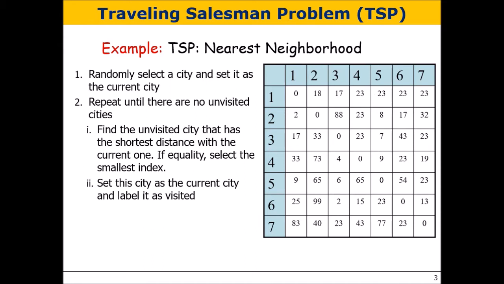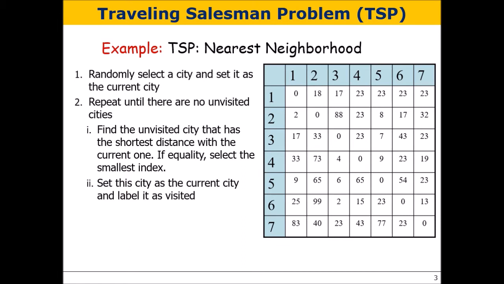In some heuristics, they do not. If a statement is not made, then if there is an equality, you can do whatever alternative you like. You can select one of them randomly and continue with that. But here we have a rule, and we need to follow it. In the second step, set this city as the current city and label it as visited, and then return back to step 2 and continue until there are no unvisited cities.